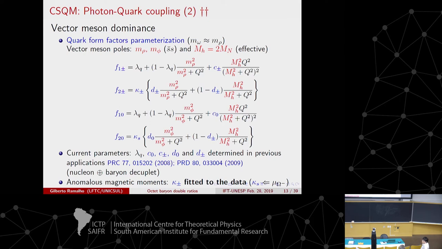Usual vector meson dominance. I have to look for the references, but that's a parameterization, so some of the limitations are... Sorry. MH is heavy. MH is twice the mass of the nucleon. Actually, it's not 3 GeV, it's smaller than that.